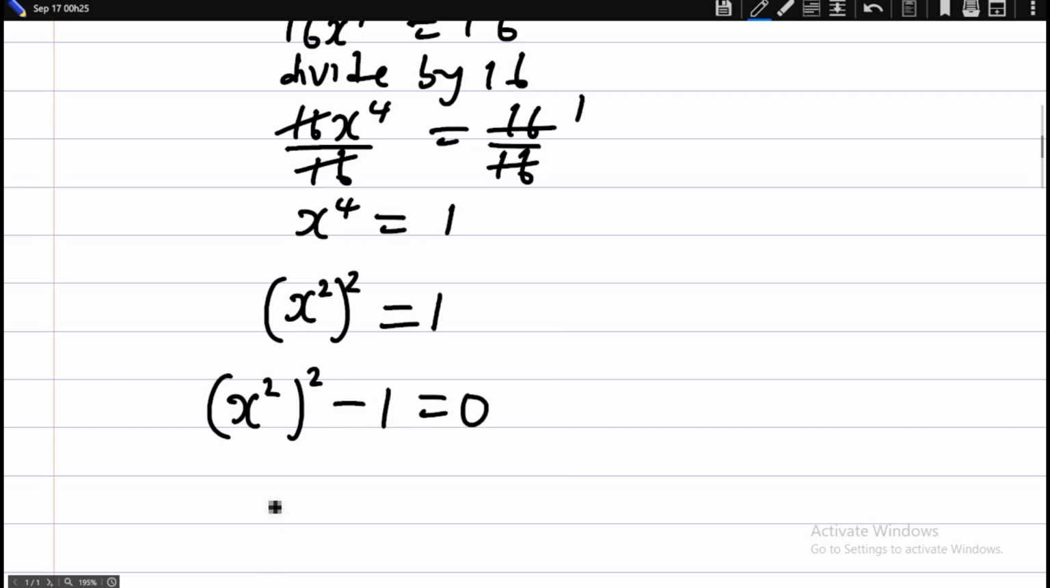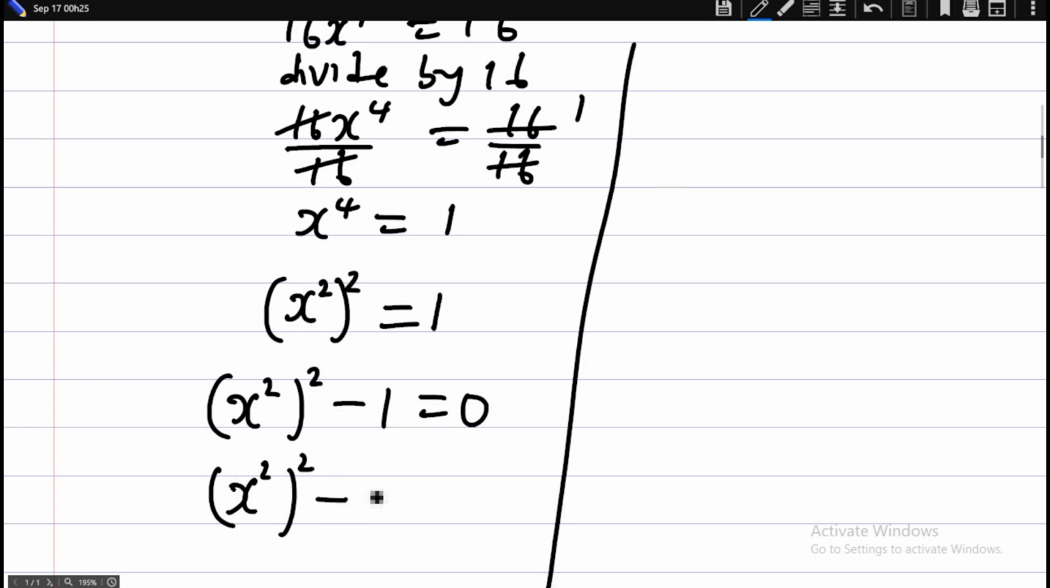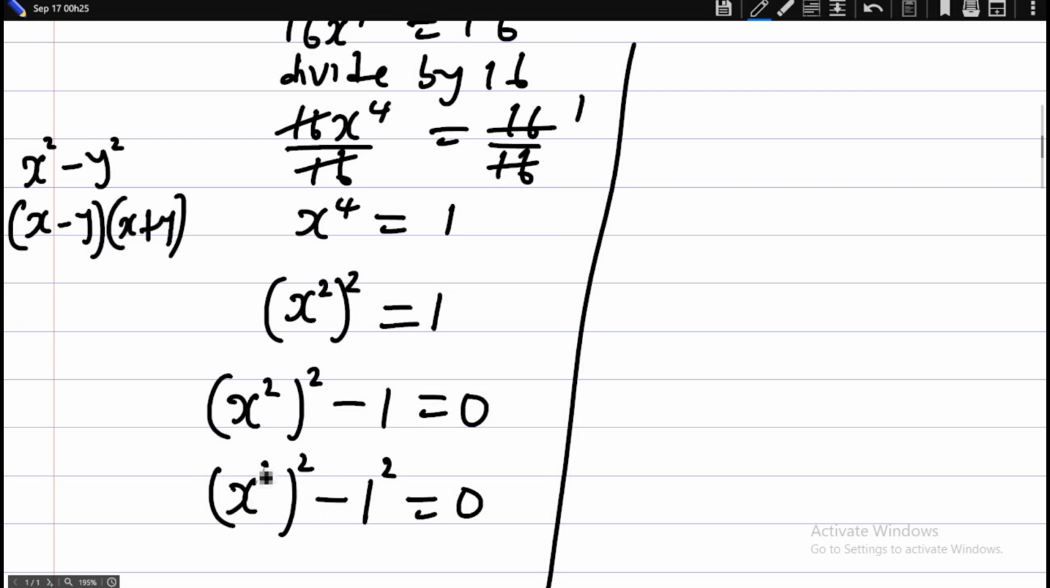Now, having this, what do we do? I can say that this is (x^2)^2 minus 1^2 is equal to 0. Now, this is a difference of two squares. And the difference of two squares says that if you have x^2 minus y^2, this is the same as saying (x minus y) and (x plus y). So if we apply the same thing here, we now have (x^2 minus 1) and (x^2 plus 1) is equal to 0.